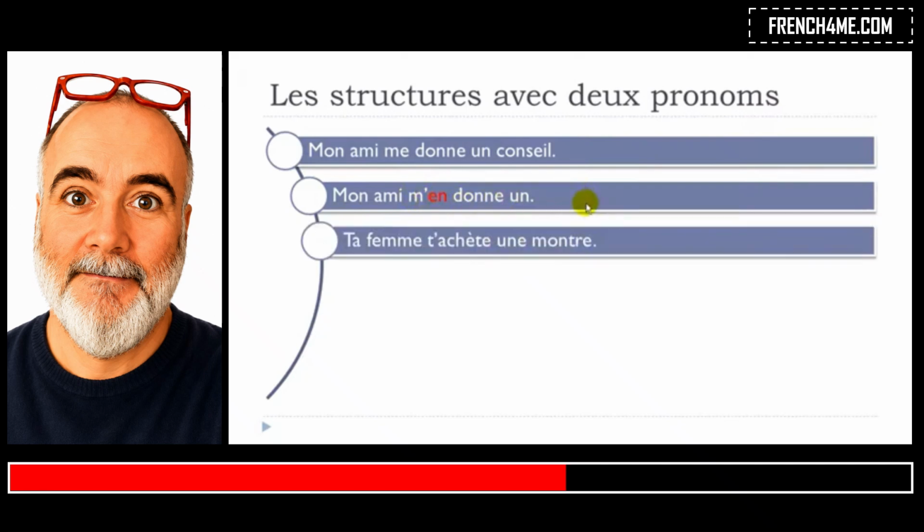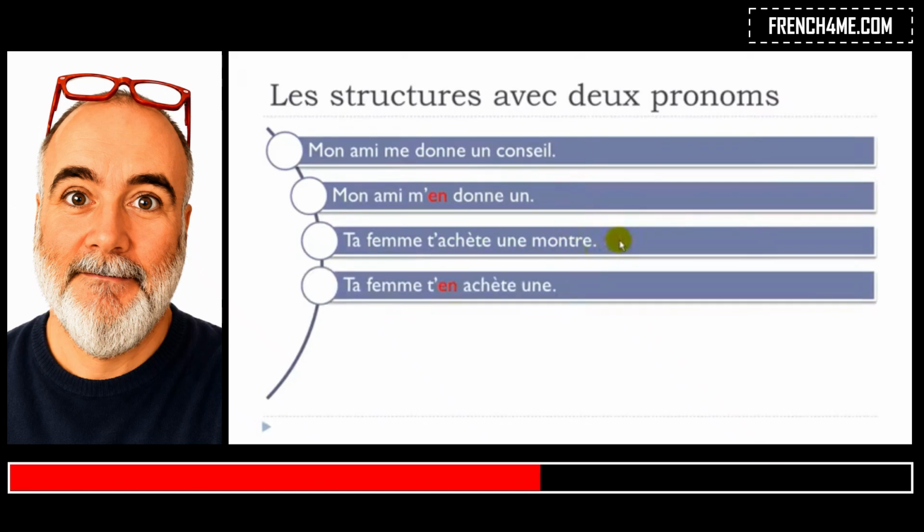Second example, ta femme t'achète une montre. Ta femme, your wife, acheter is to buy, une montre, a watch. Of course we would like to replace une montre. In that case, we will use this en pronoun. So you've got this te again, but as en starts with a vowel, the e needs to go away. T'en achète une. All right. So as we saw for the rule, first we've got te, after that en is coming, and then we've got the verb.